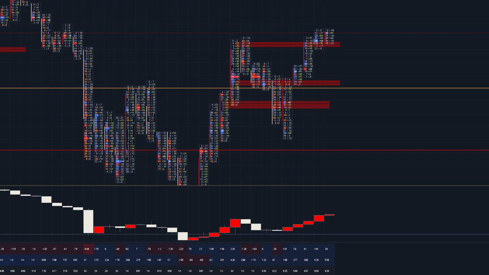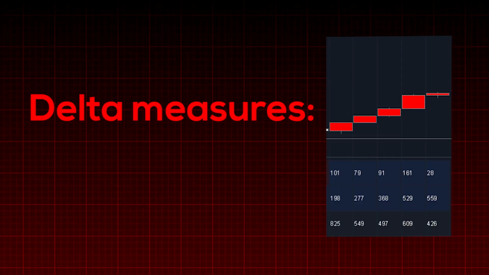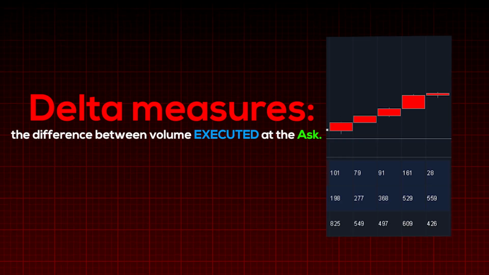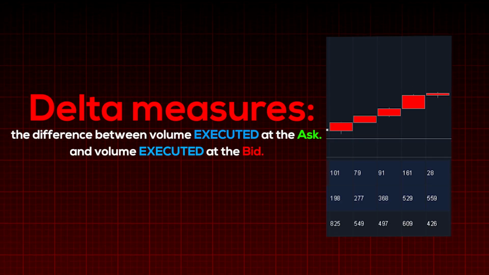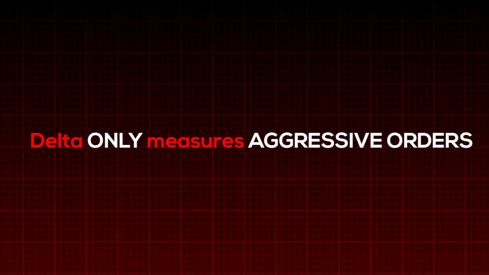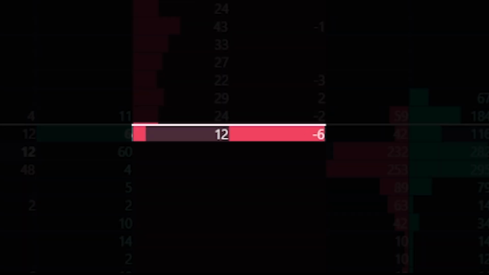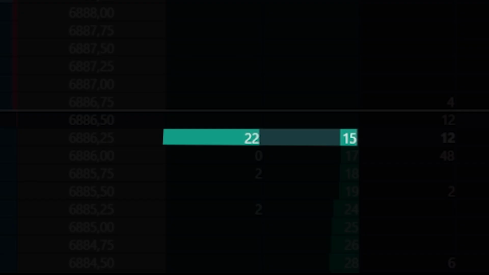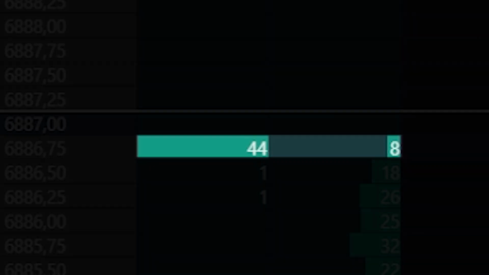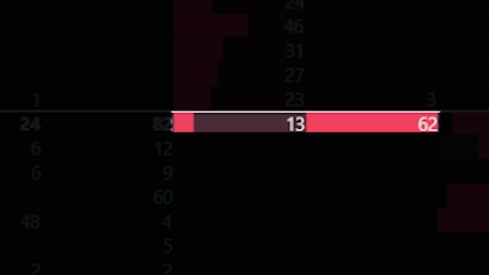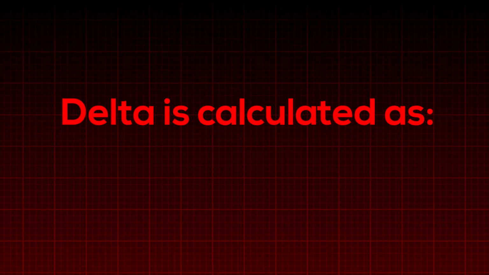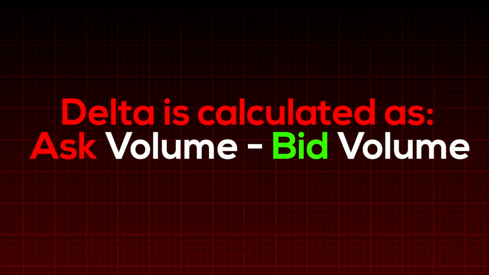Now that we understand how volume is created, the next question is, how do we measure aggression? This is where delta comes in. Delta measures the difference between volume executed at the ask and volume executed at the bid. But it's important to be precise here. Delta only measures aggressive orders. When a trade executes at the ask, it means a market buy order lifted the offer. When a trade executes at the bid, it means a market sell order hit the bid. Delta is calculated as ask volume minus bid volume.